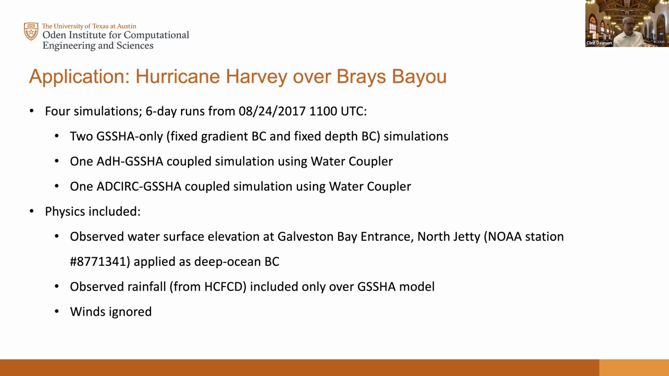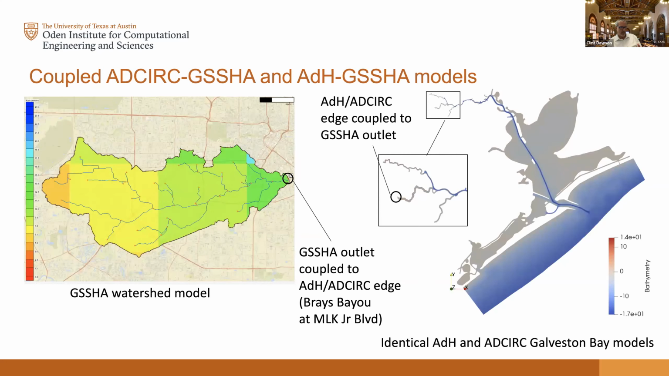So we did several simulations where we looked at only doing rainfall, and then looking at coupling through this water coupler. We had observed rainfall data that we could include in the model. What I'm going to show you is a result in just a minute, but we ran the rainfall runoff model over this entire watershed region. And then we actually coupled this code Geisha to ADCIRC at this outlet here.